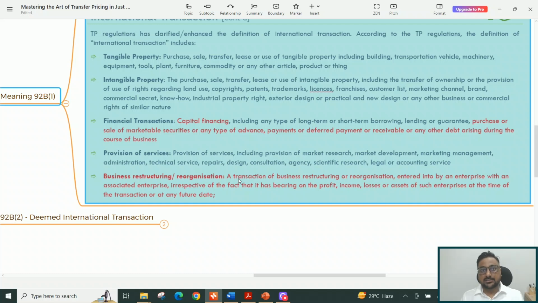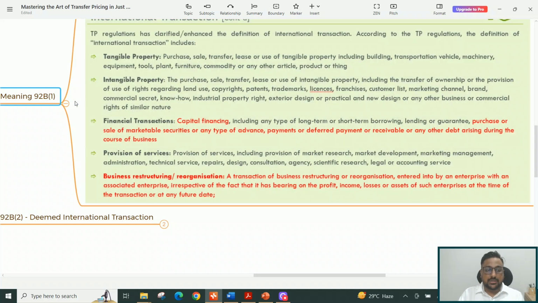See, benchmarking is nothing but rocket science, but you have to put a logic to say why you are taking this position, why that transaction has happened at the price at which it should have happened, right? So that is what benchmarking is all about. We'll come to computation of ALP in the next session, but right now you need to concentrate on the definition of the transaction, international transaction. So, types of transaction covered under the 92B1 part. Now I'll just go ahead with 92B2.